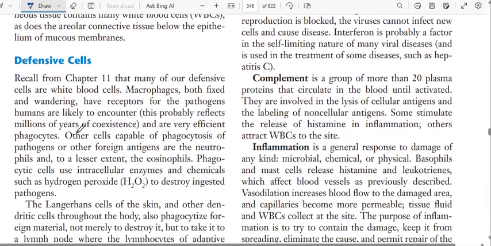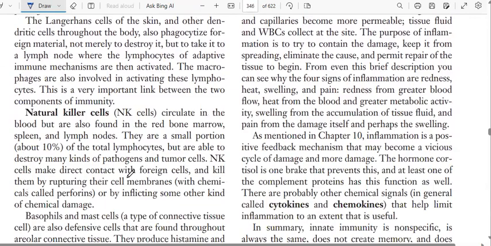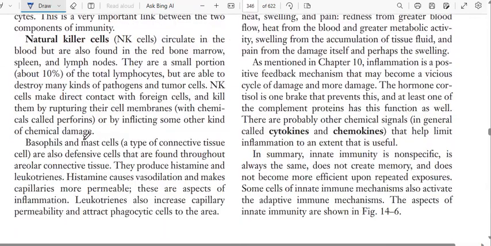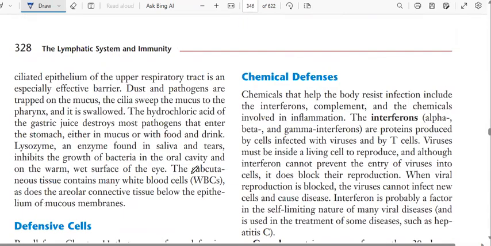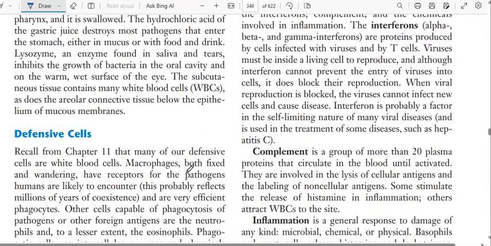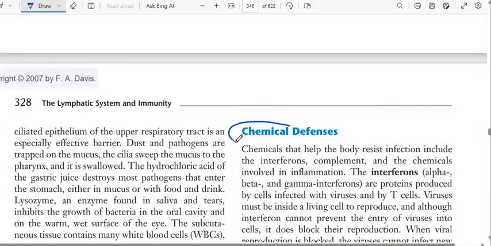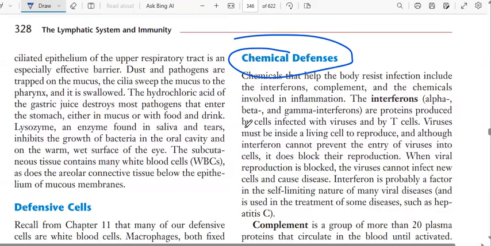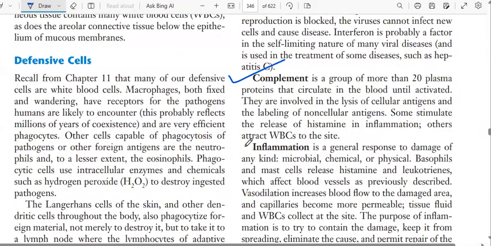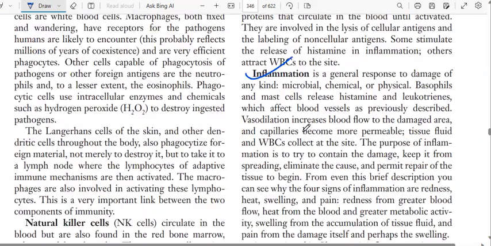Defense cells are like macrophages, Langerhans cells, natural killer cells, basophils, mast cells. So these are the cells which help and defend if the microorganisms enter. Then what will happen? Chemical defense mechanisms will activate, like interferons, complement, inflammation. Inflammation is very, very common. We see it in most of the cases.